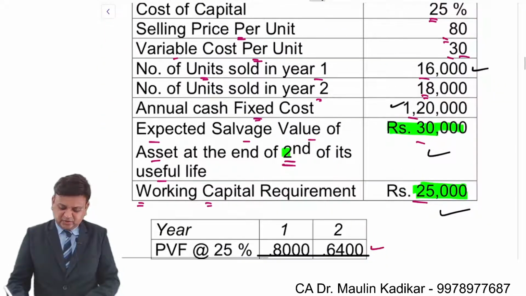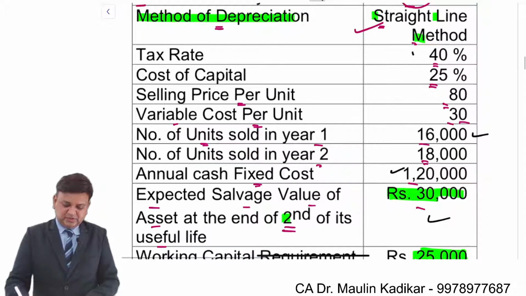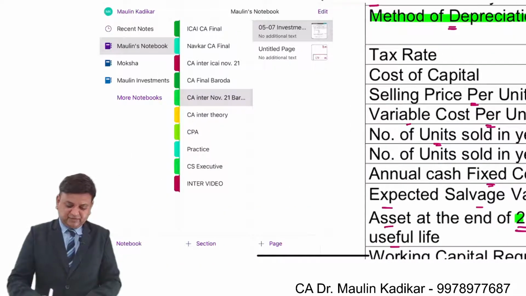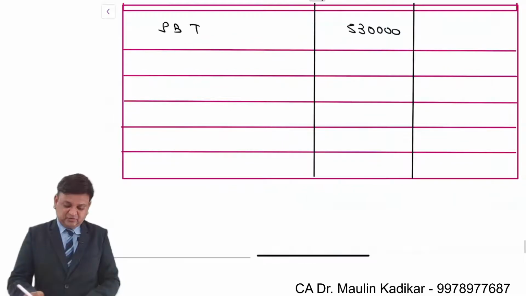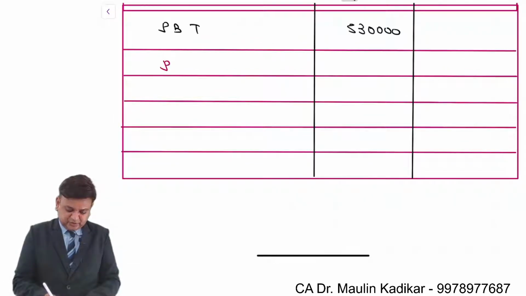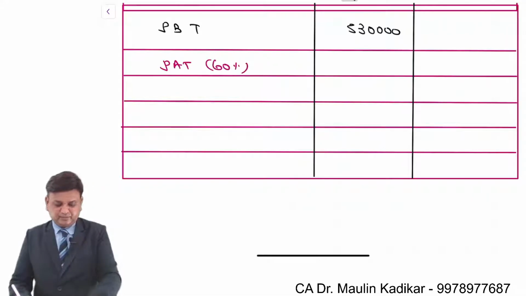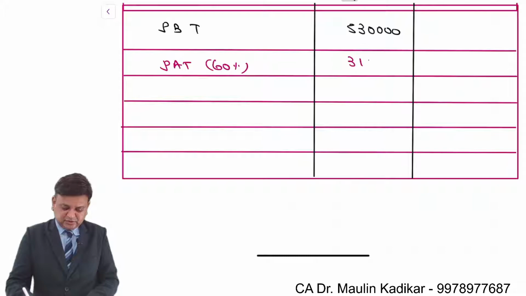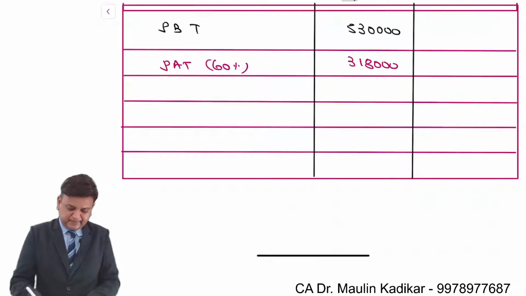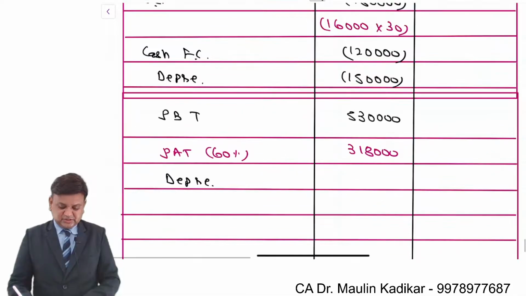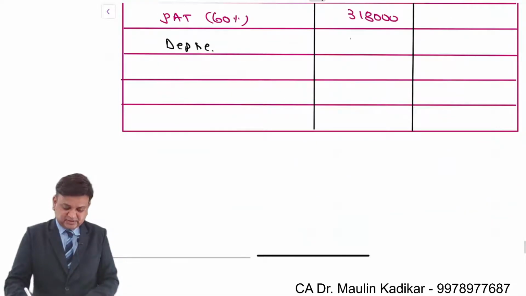Income tax rate is provided to us as 40%. So whatever we have earned, 40% is paid in the form of income tax. So profit after taxes would be 60% of the value, which comes to 3,18,000. We know that depreciation is a non-cash item, so it is added back to the profit after taxes in order to calculate the cash flow after taxes. That is an amount of 4,68,000.